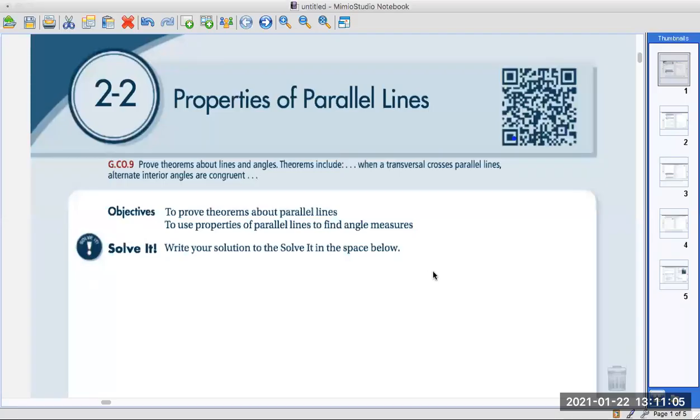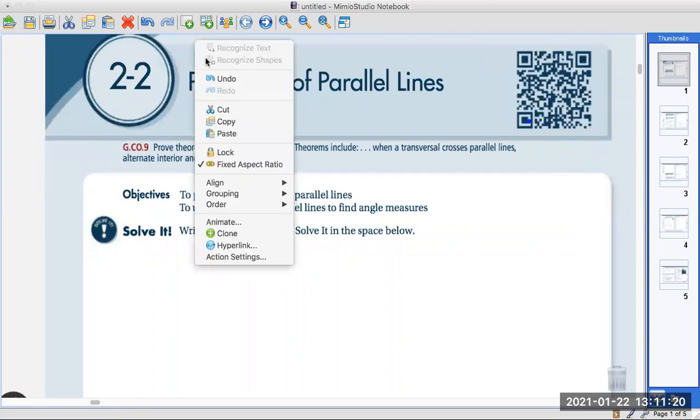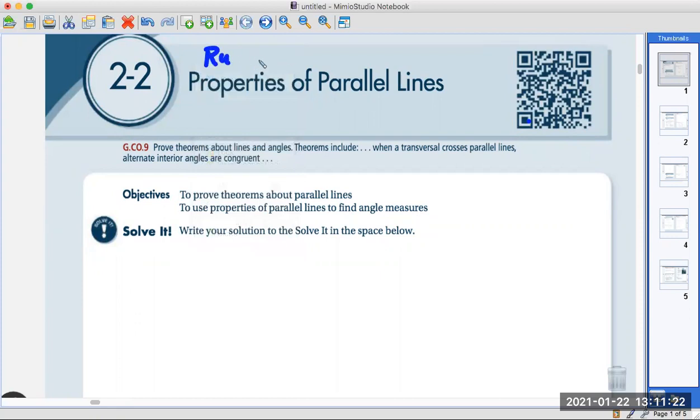Hello, everybody, and welcome to lesson 2.2, which is on page 72 in your textbook. And this is on properties or rules. Property is another word for rules in algebra of parallel lines. So parallel lines are the ones that never cross.